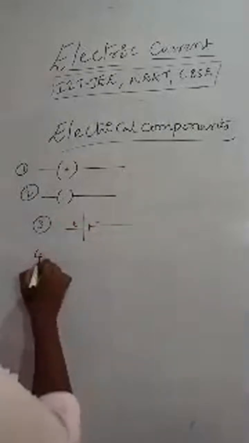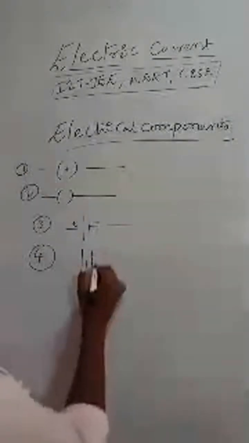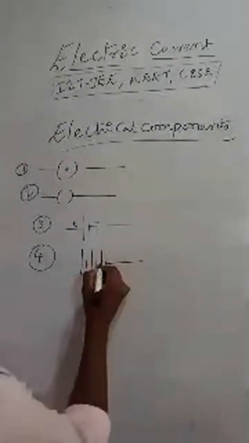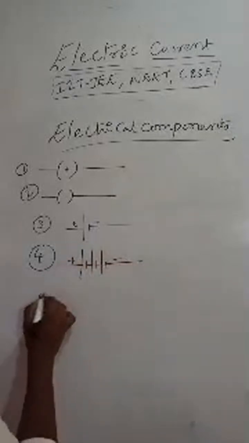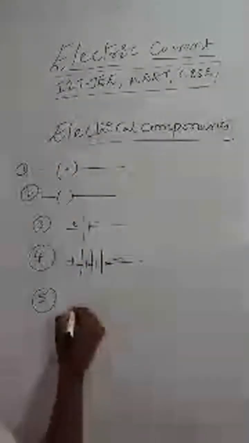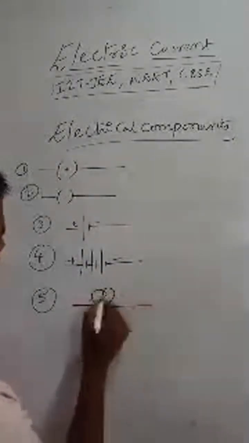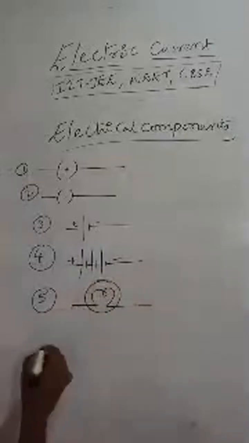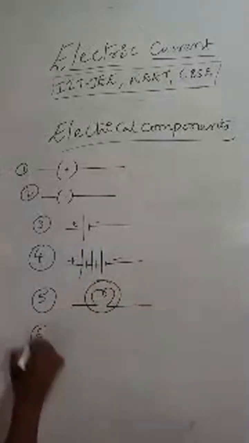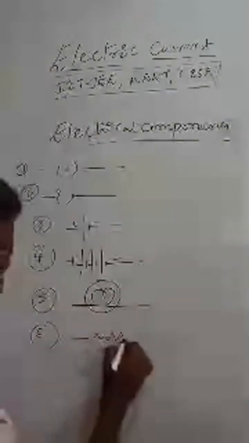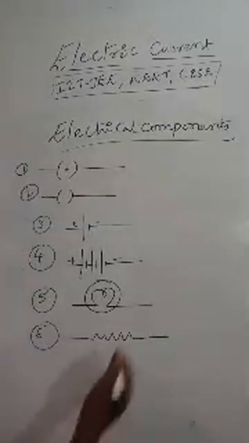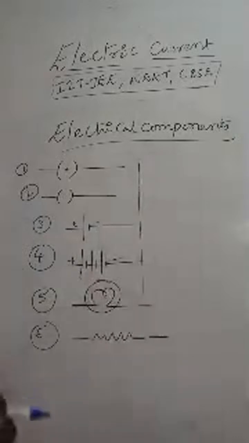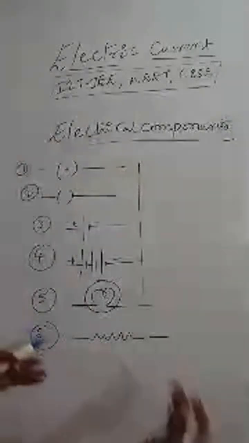The fourth one is the battery. I'm considering this as a battery, with positive terminal and negative terminal. The fifth one is the bulb. This is the symbol for a bulb. The sixth one is the resistor. So what is a resistor? We'll discuss this resistor. A resistor is the device used to oppose the electric current in the circuit.